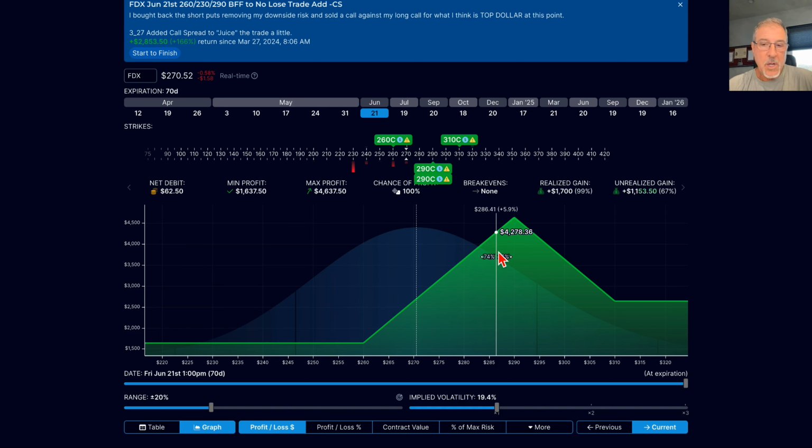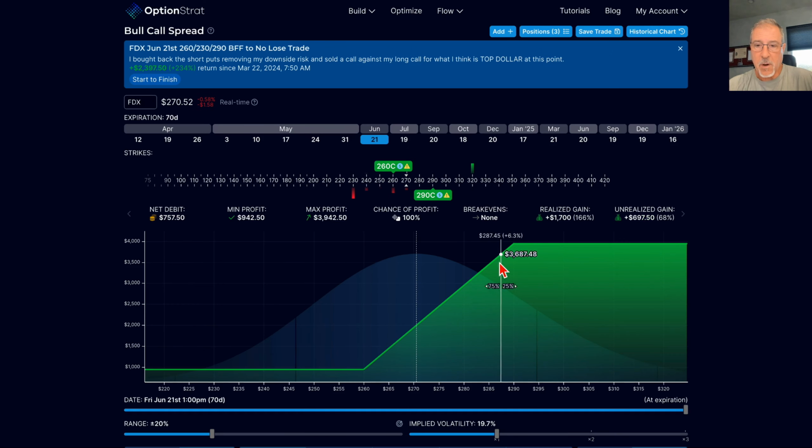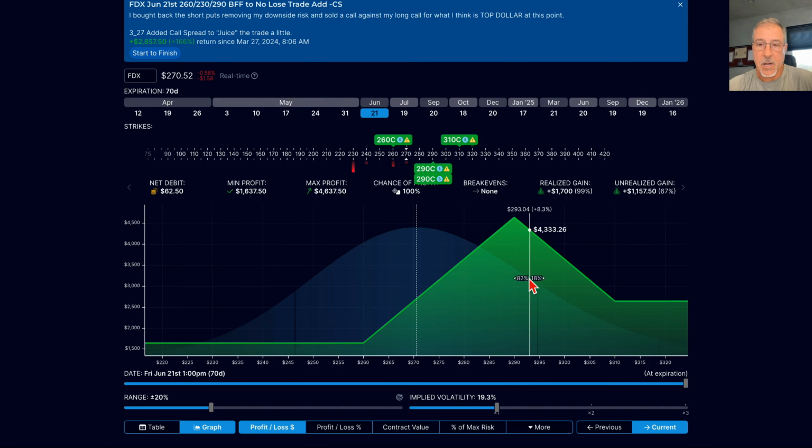All good things, but I added in some upside risk. In other words, prior to selling this call spread, if the market continued up, I'd have $3,900 in profit no matter where FedEx went to the upside. After adding that call spread, if FedEx went up here to 310, I did reduce my upside potential, if you will, on this trade. Now, let's look at where we're at today and a move I could make.